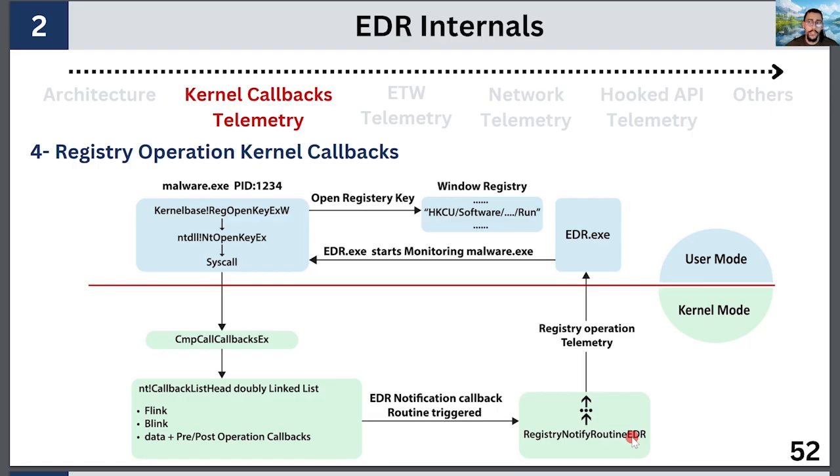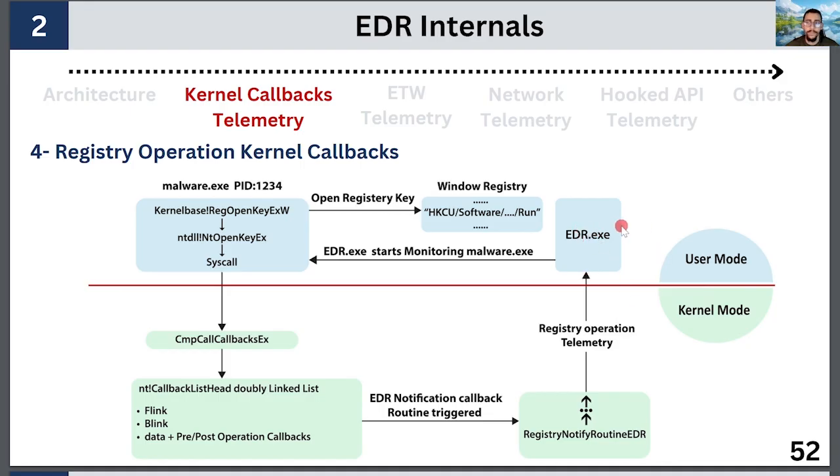This callback routine collects the following telemetry: the registry key path, the process ID of the process modifying the registry, which is malware.exe, and the type of operation, either open, write, or delete. The collected telemetry is then sent to the EDR user mode process, edr.exe, for further analysis or written to an ETW session.